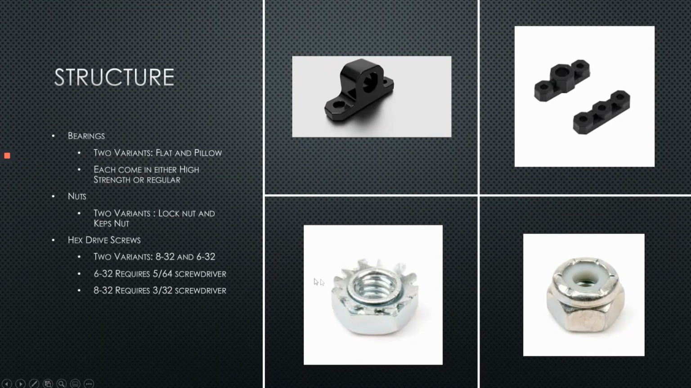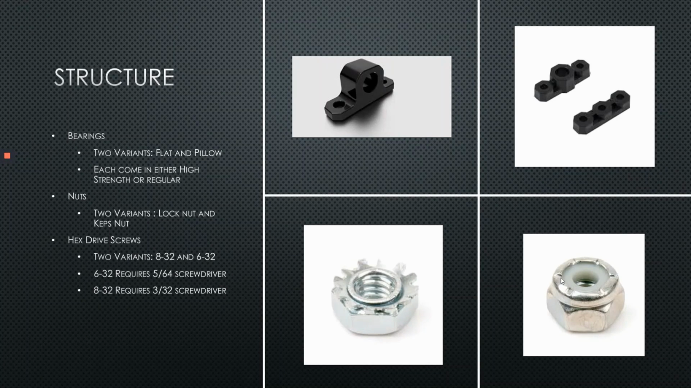The next variant of the nut, the second most commonly used, is the lock nut. Lock nut is used when you want motion. So if you wanted something to move and be in place, you would use a lock nut. But with the lock nut, you would need to use a pair of pliers or a wrench to hold it down when you're screwing it in.